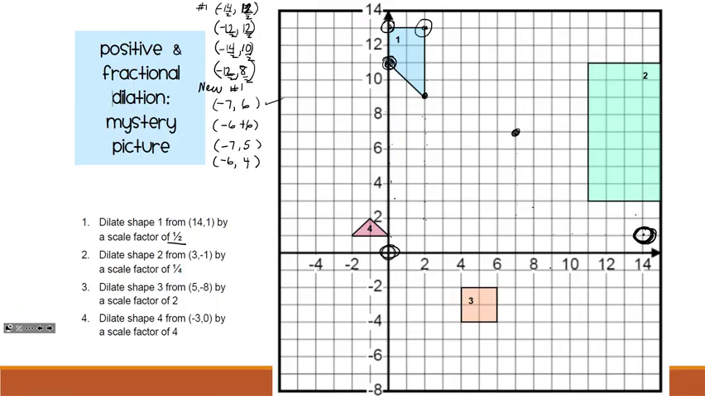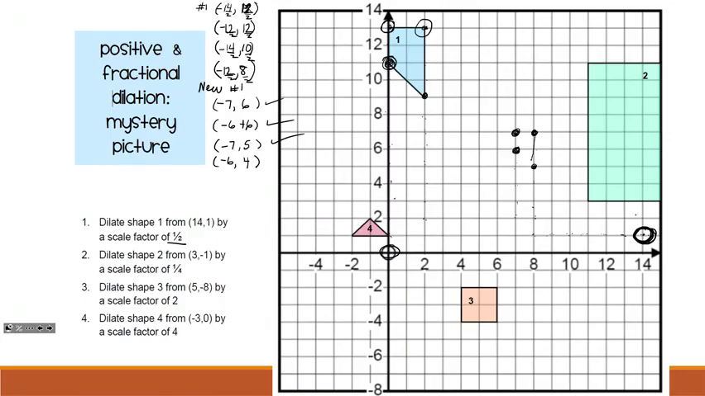Okay. Next one is -6, 6. 1, 2, 3, 4, 5, 6. 1, 2, 3, 4, 5, 6. Okay. Check. Okay, -7. 1, 2, 3, 4, 5, 6, and 7. Up 5. 1, 2, 3, 4, 5. Put your dot. Check. -6, 4 from 14.1. 1, 2, 3, 4, 5, 6. Up 4. 1, 2, 3, 4.